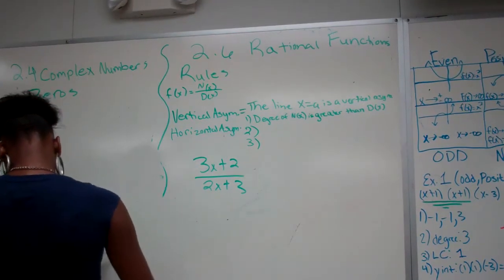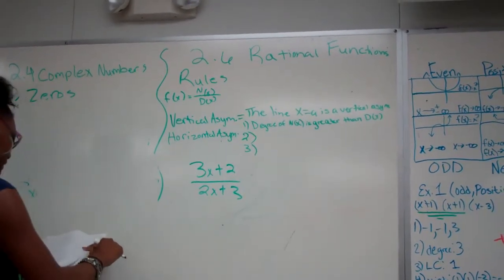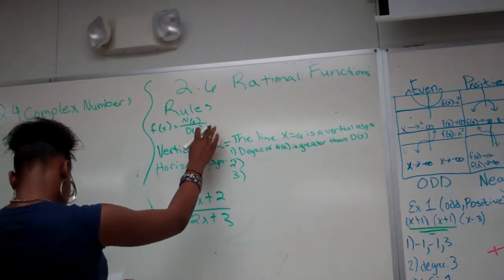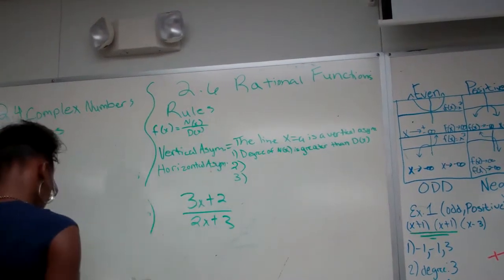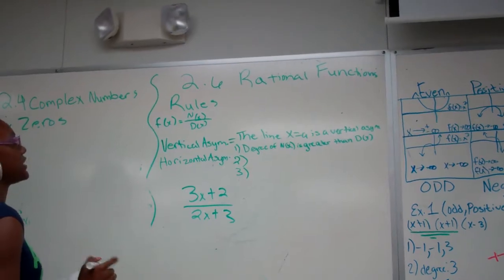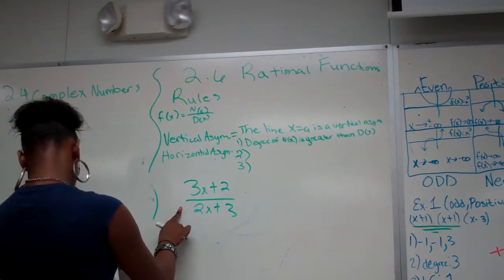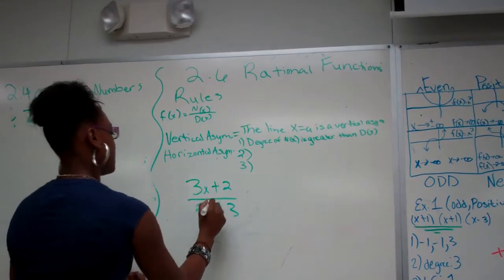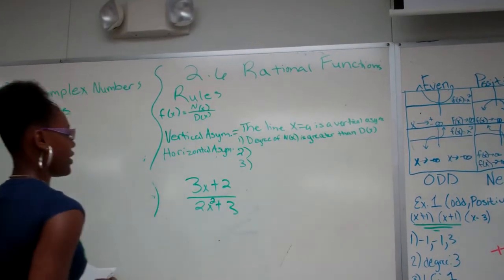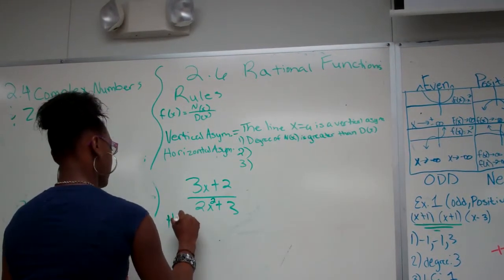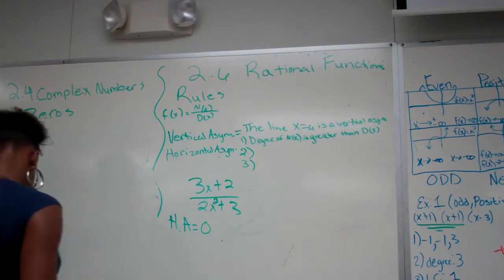The second rule is if the degree of n(x) is less than the degree of d(x), then you will have a horizontal asymptote at y equals 0. So if n(x) is x but d(x) is 2x squared, then the horizontal asymptote would equal 0.